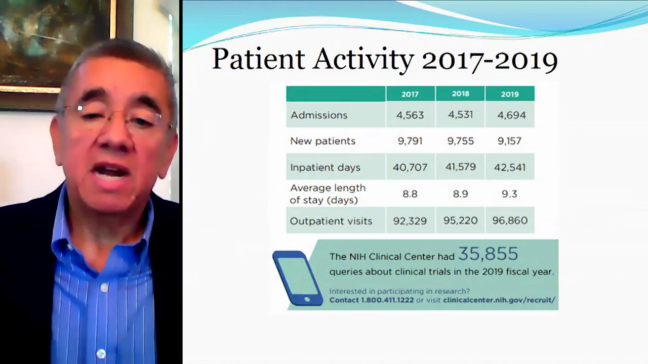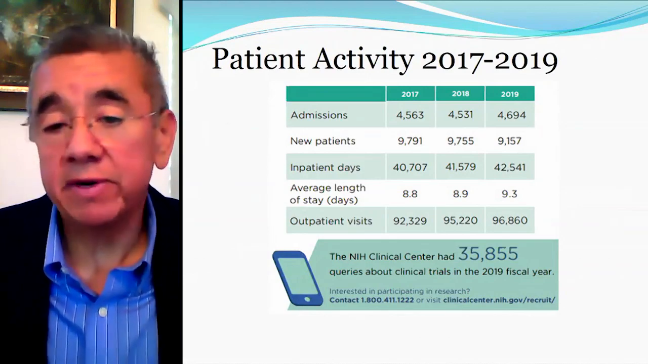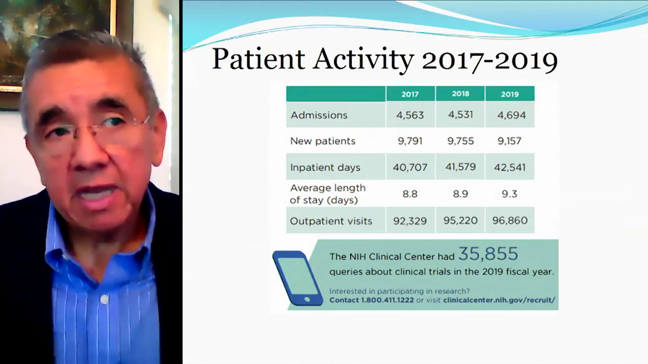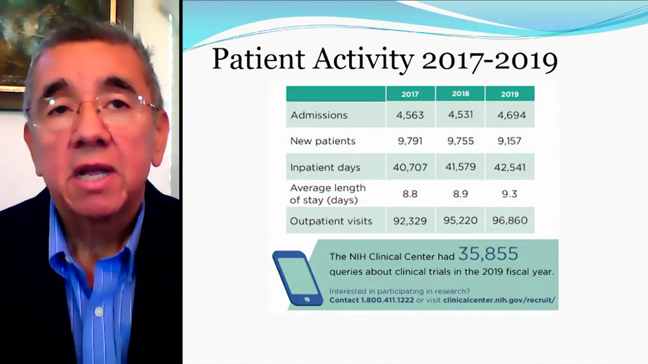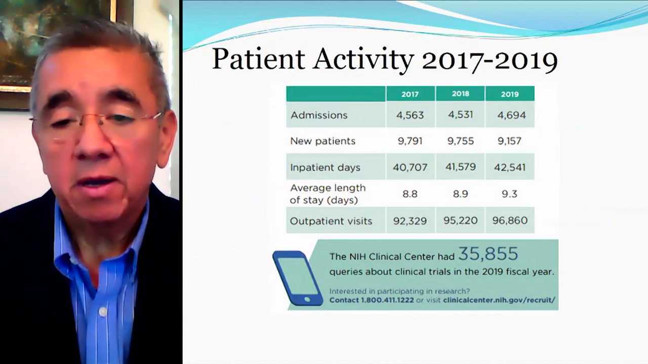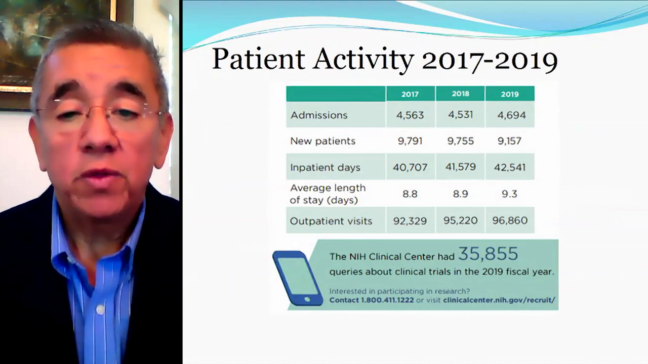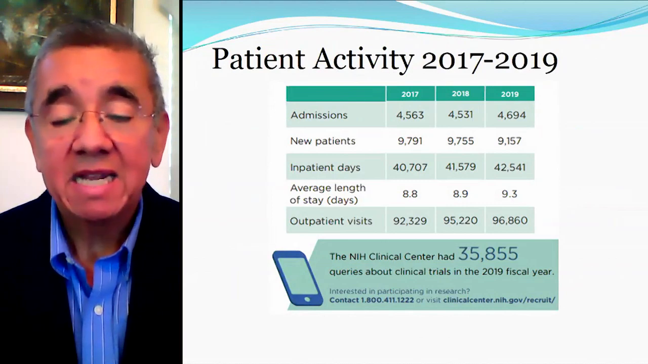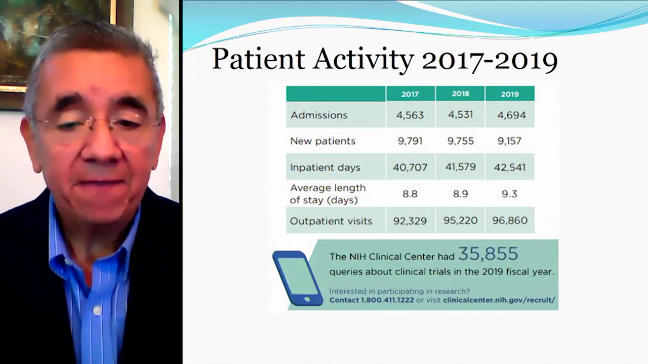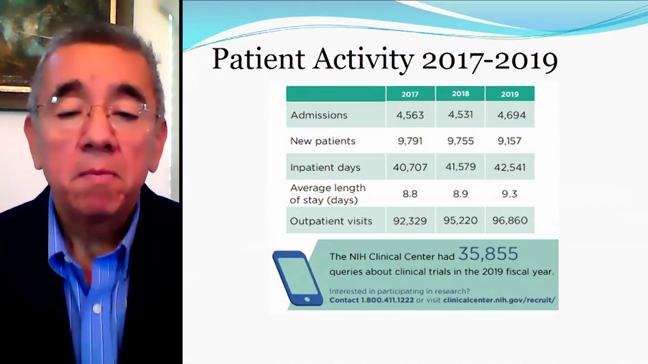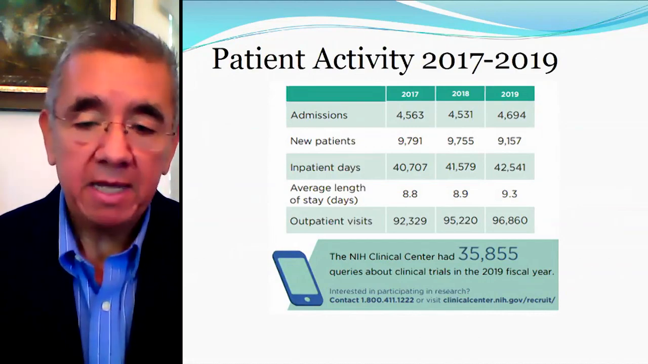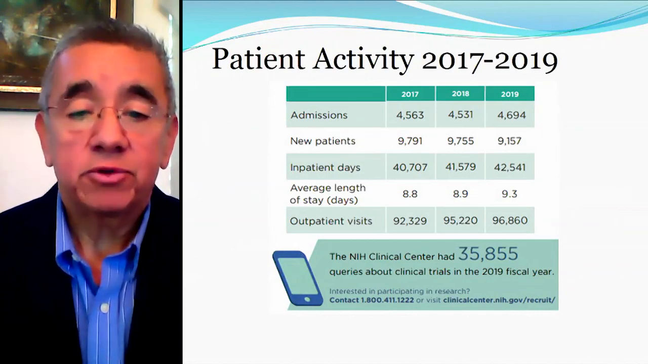So the NIH Clinical Center had 35,855 queries about clinical trials in the 2009 fiscal year. So that means that in our office, we have a contact center where we receive all these calls. We try to accommodate all the calls and look for studies that would be helpful for the participants. 35,855 calls seems like a small number, but with a staff of 5 people, and sometimes we do more, we try to accommodate these calls.